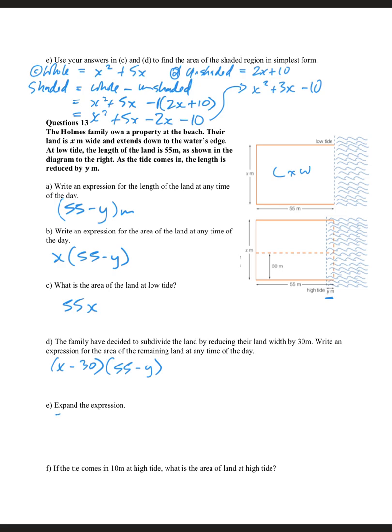Expand the expression. Well, firsts is x times by 55, 55x. Outers is going to be x times by negative y, which is negative xy. Inners is going to be negative 30 times by 55. I don't know my 55 times tables, so 30 times by 55, negative 1650. Negative 30 times by negative y is going to be positive 30y.